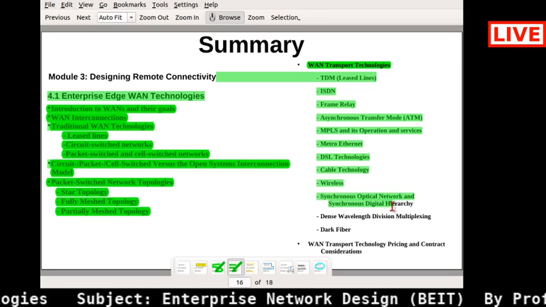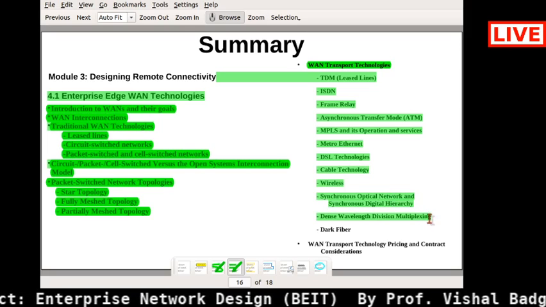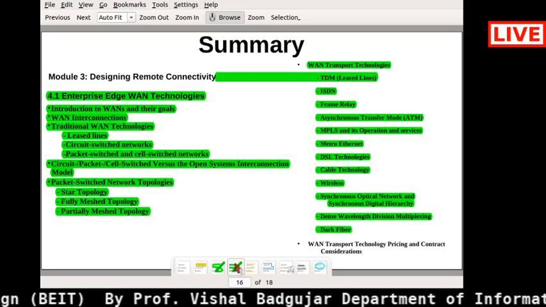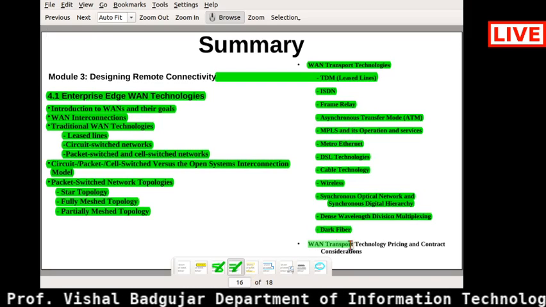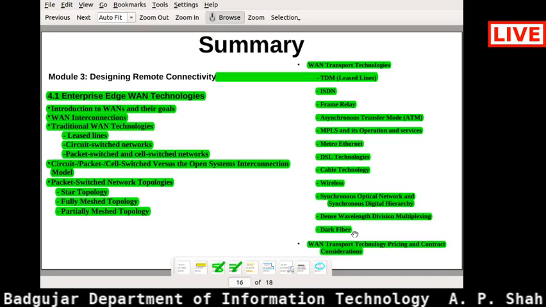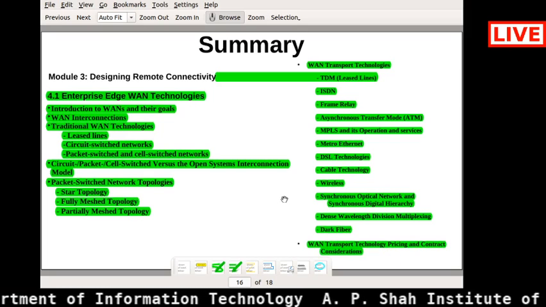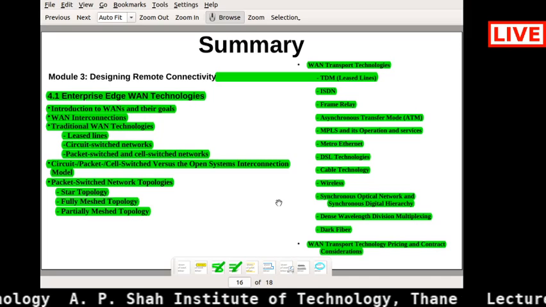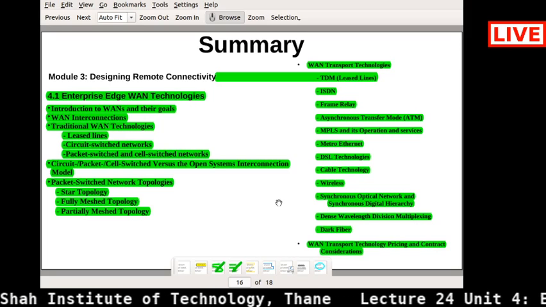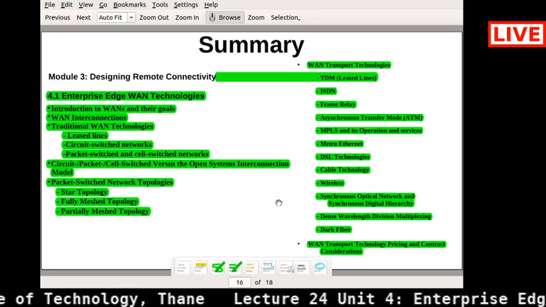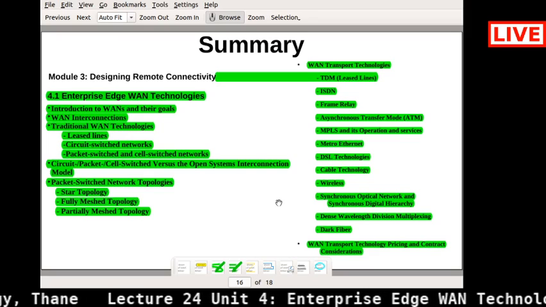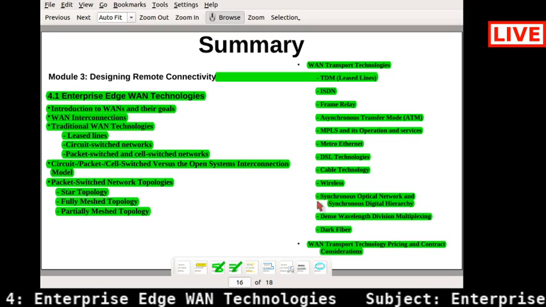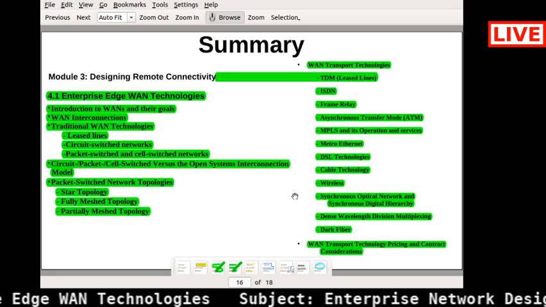Then SONET and SDH we have also covered. Then DWDM we have also seen, and the last one we have seen is dark fiber, right? And lastly we discussed the pricing and contract consideration, right? If you do the contract for a longer period of time, then it will also reduce your cost, right? And depending on the organizational requirements and the distances between the internetworking devices, you need to select these WAN transport technologies for your organization, right?